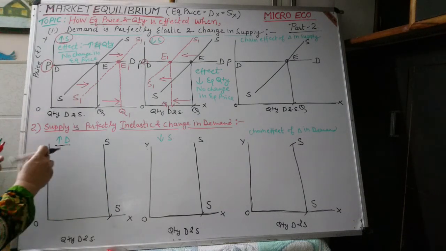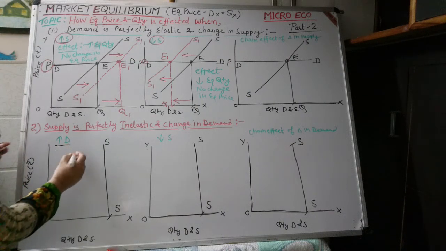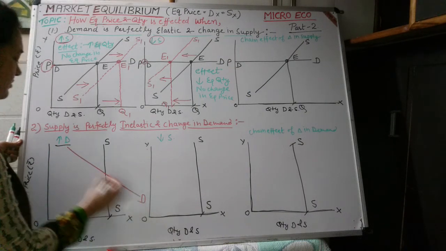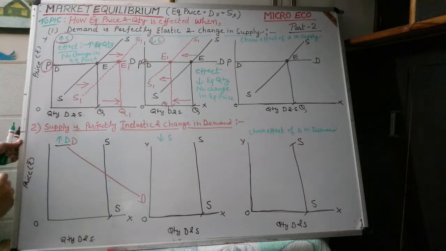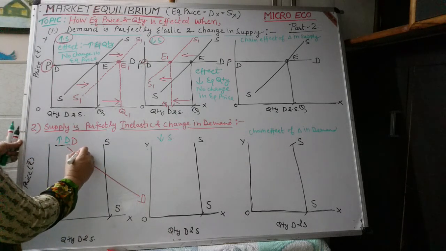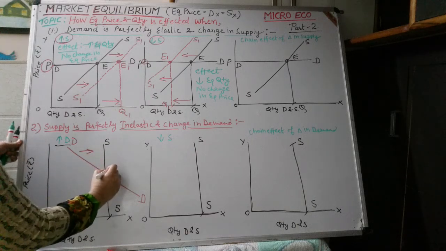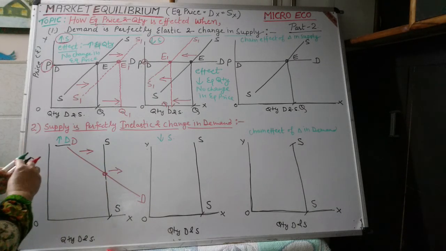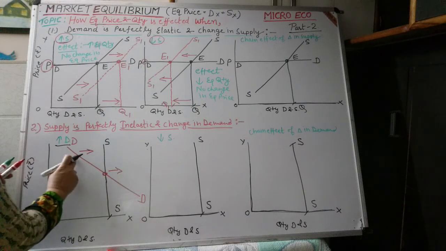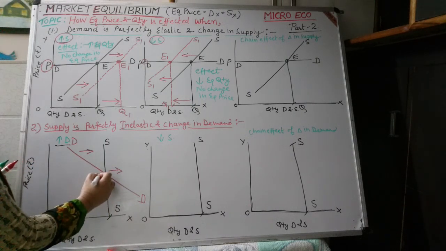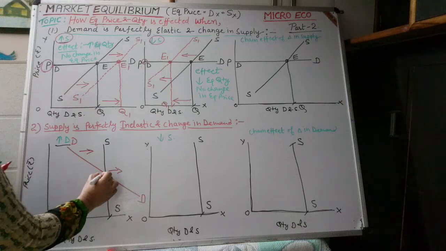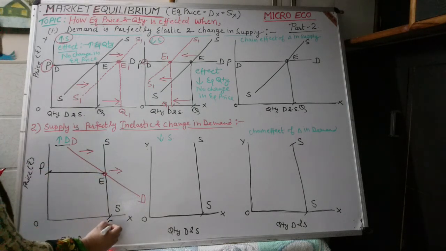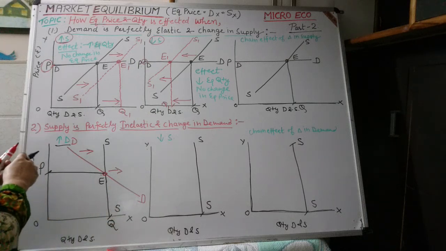In our first diagram, we have to clear an increase in demand. So let us first of all draw the demand curve. By nature, the demand curve slopes left to right downward. So this is the DD demand curve. Increase in demand means the demand curve shifts towards the right-hand side. Initially, with the DD demand curve and SS supply curve, E will be the equilibrium point, OP will be the equilibrium price and OQ will be the equilibrium quantity.